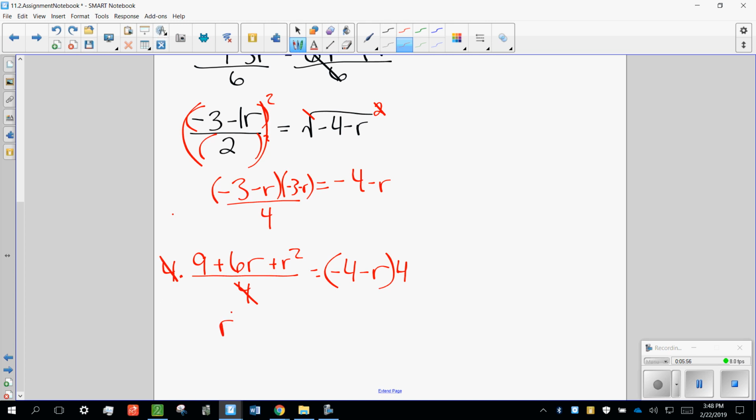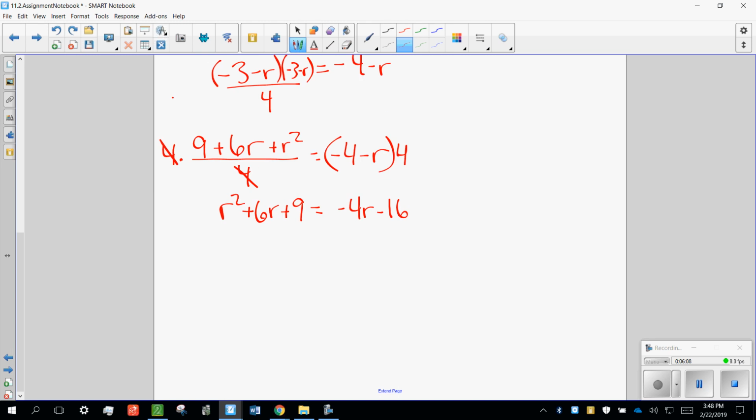So now what we have is r squared plus 6r plus 9 is equal to negative 4r minus 16. Almost done. Proud of you for coming this far. Let's add 4r, move it over to this side, and then add 16, put it over on this side. Now it's equal to 0.